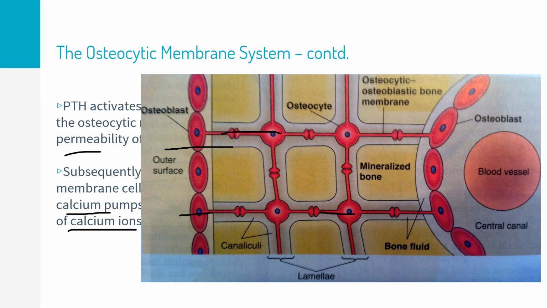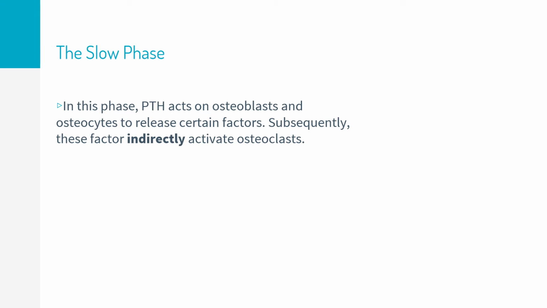As we can see in the figure, the parathyroid hormone acts somewhere here and here on the side of the cells which is facing the bone fluid. This leads to the entry of calcium ions into the cells. When calcium enters the cells, the concentration of calcium increases. This leads to the activation of the calcium pumps on the other side, leading to the expulsion of the calcium ions outside of the cell. Okay, so we have the slow phase.